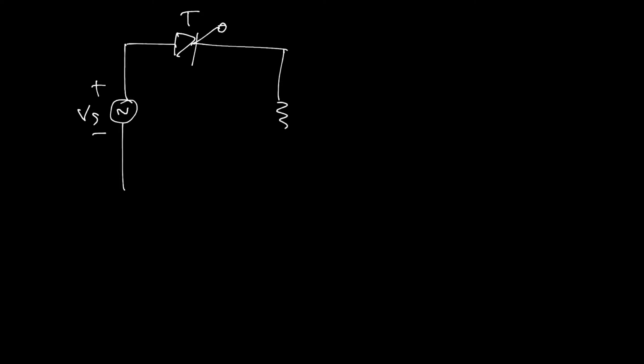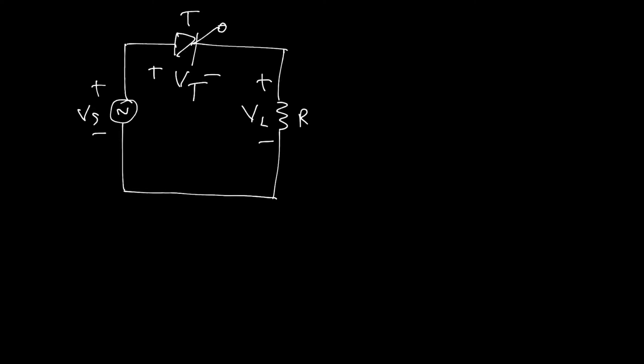Before explaining the resistive firing circuit, let me clear one thing: how the load voltage appears across the load. In this case, we consider a simple network having an AC supply Vs, the thyristor T, and a resistive load, suppose R, and the voltage across the load resistance, suppose VL, and the voltage appearing across the thyristor T, suppose VT.